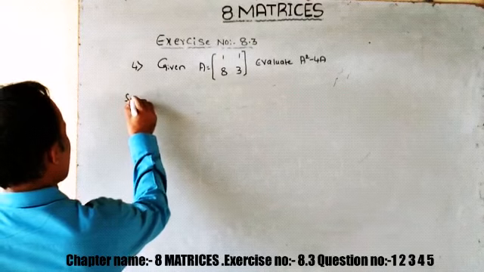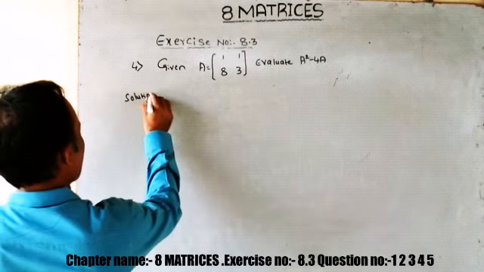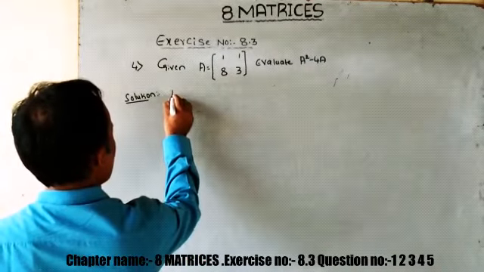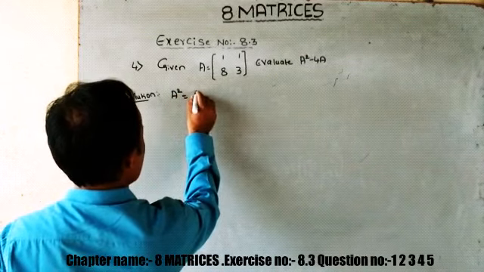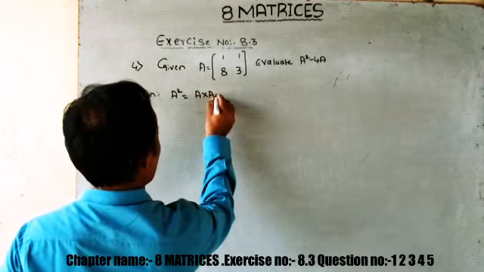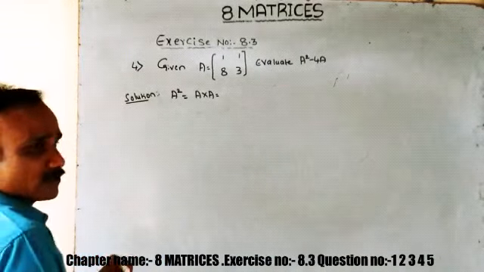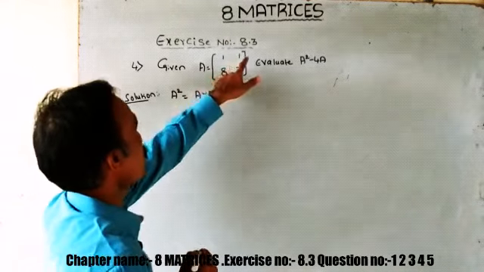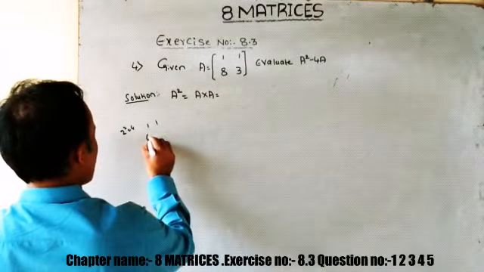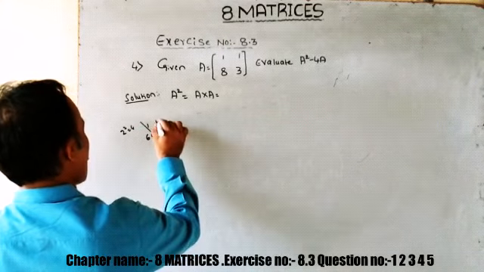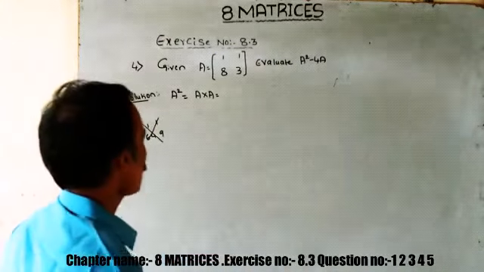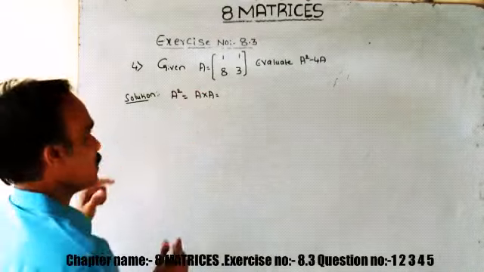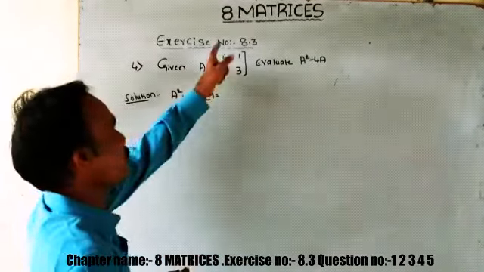Solution. Yes, now very important point. Please listen here everyone. In case of matrices, A square means A into A. In case of arithmetic, 2 square means 4. But here, don't make it square, that is 1, 64, 9. This is wrong in case of matrices. So A square means multiply matrix A 2 times. This is very important. Don't make square.